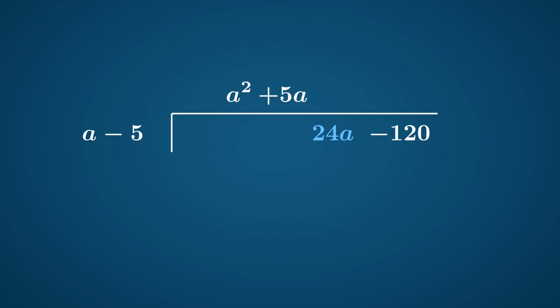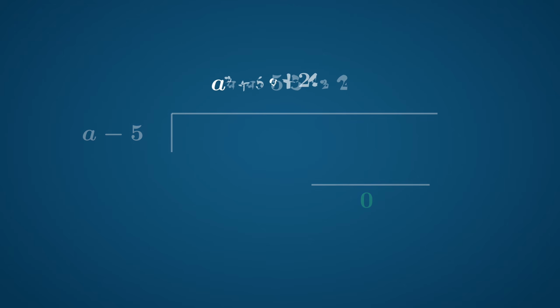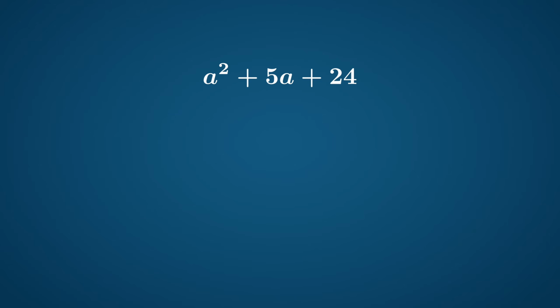We divide the 24a by the a in our divisor to get 24. We write the positive 24 at the very top as the final term. We multiply the 24 by the divisor, a minus 5, once more. 24 times a gives us exactly 24a, as expected. 24 times negative 5 equals negative 120. We subtract these terms from our working expression and get exactly 0. The remainder is 0, which confirms our polynomial division is perfect.